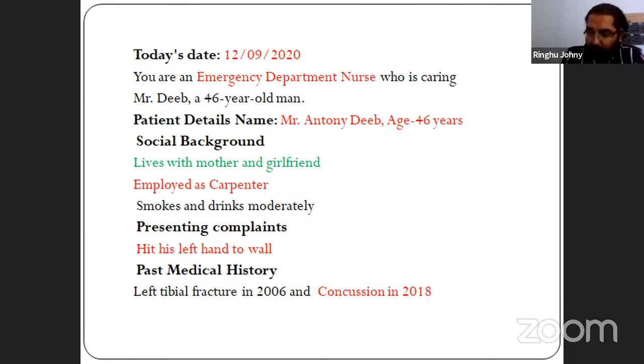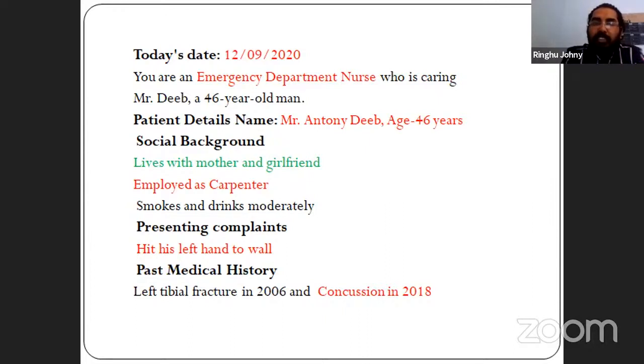Let's see what the relevant data are which will be useful for the recipient. Let's see what they are. So of course the date is, this is the task again. We are looking at the task again. Today's date is 12/9/2020. You are an emergency department nurse. Name: Mr. Antony Deeb. The notes I put in red color are the relevant data.